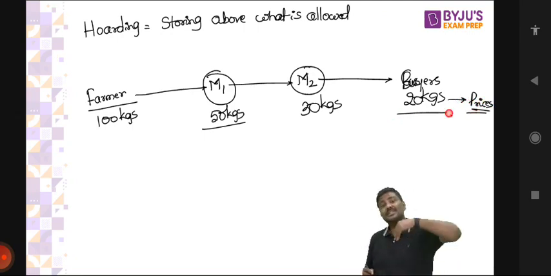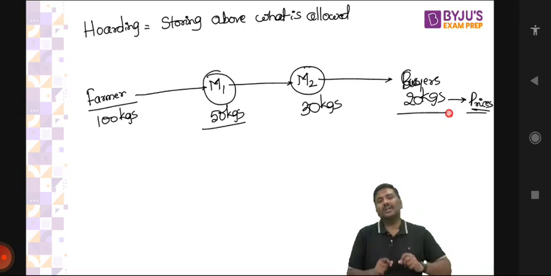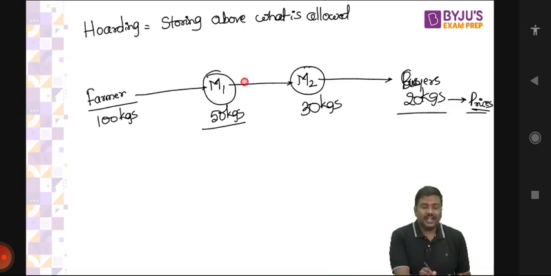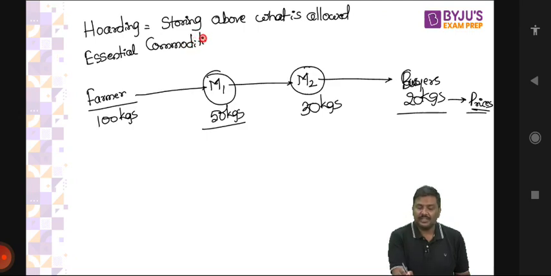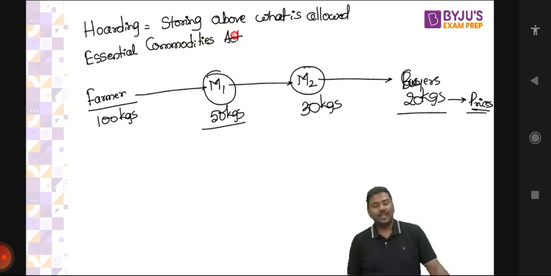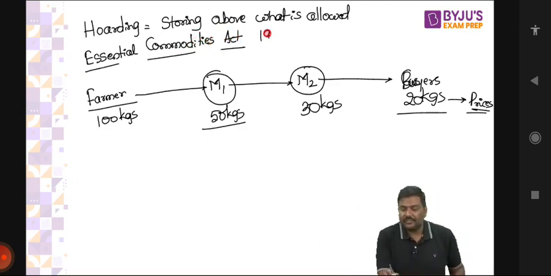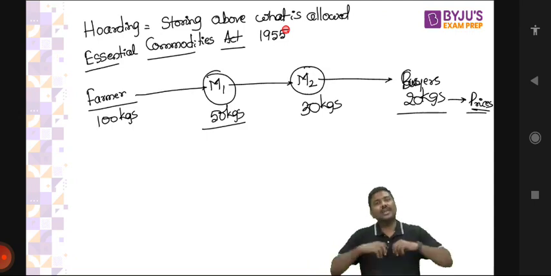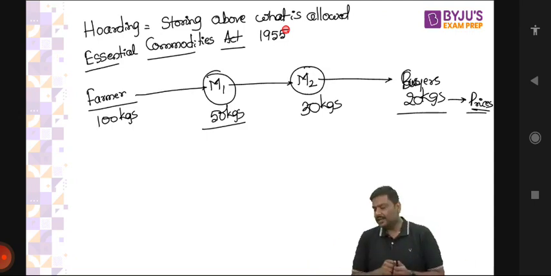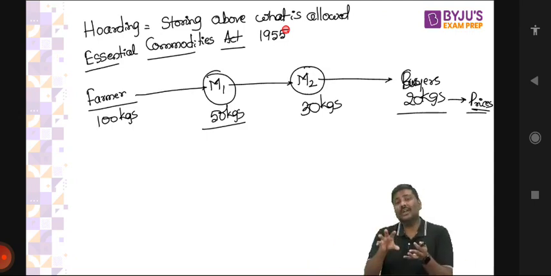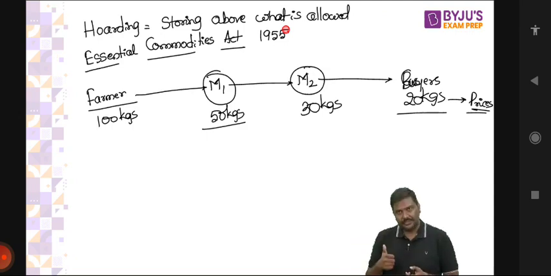Prices will start increasing. Now, in order to address this, Government of India has implemented the Essential Commodities Act of 1955. Very, very famous. I'll give you the connection to current affairs. Have patience. So, to prevent this, government introduced the Essential Commodities Act. Under it, government can have regulations over production, distribution, and supply of the commodities.